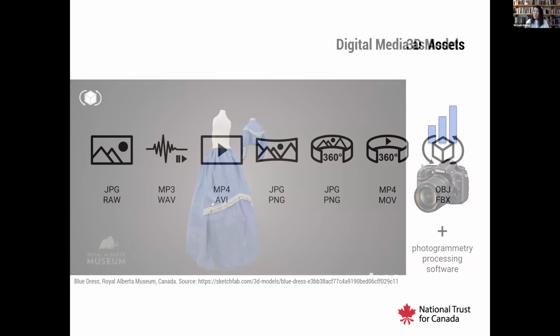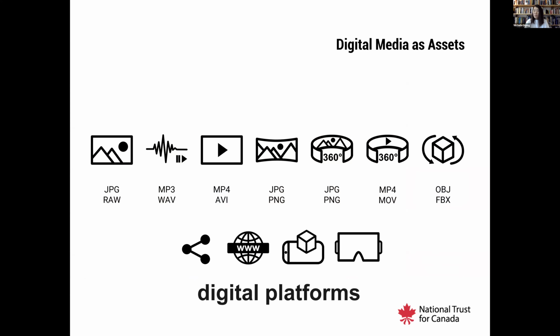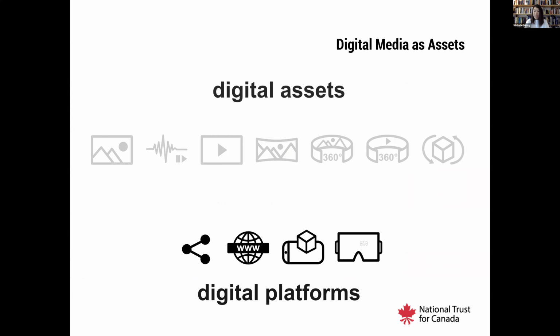So these media files come in many different file formats. I'm showing here some of the most common formats: JPEGs for images, MP4s for movies, and so on. When you bring digital media together to tell a narrative, they need to be hosted on a digital platform. We then call these files digital assets.